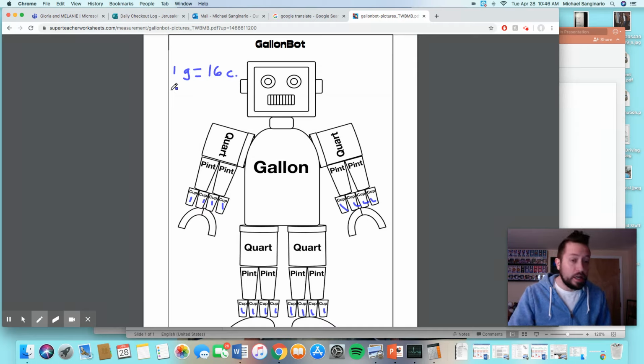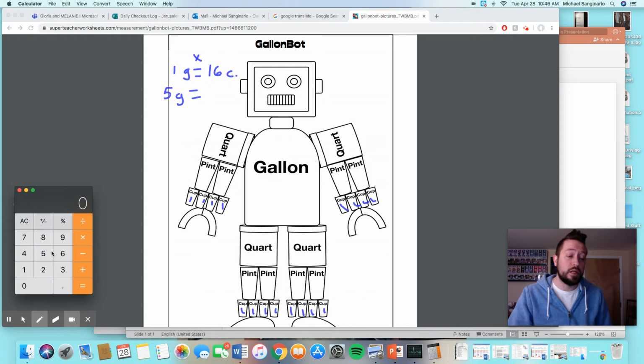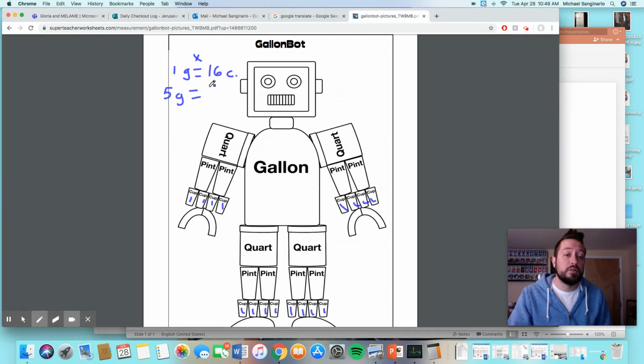So if I had 5 gallons and I want to know how many cups that is, I need to multiply by 16. I don't know how to count by 16, so I'm going to go ahead and use the calculator. So I'm going to do 16 times 5, and my answer is 80 cups. Again, you're going from a larger unit to a smaller unit, you multiply.